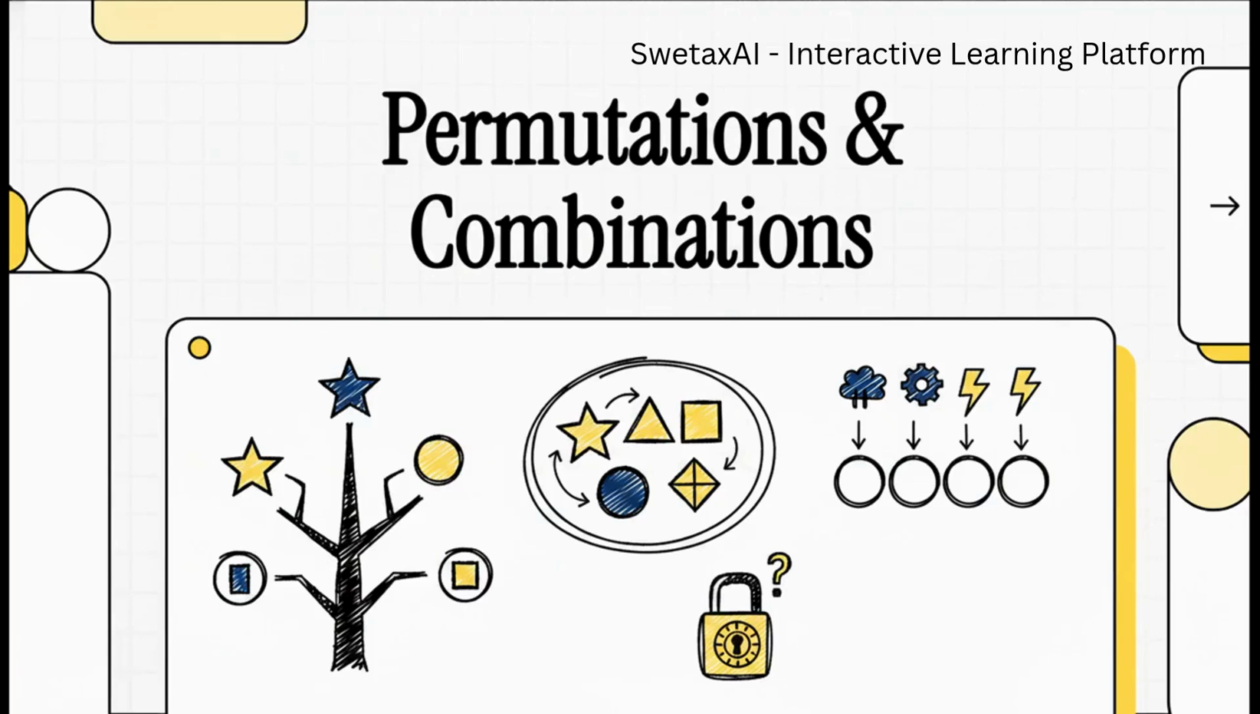Welcome back to another explainer. Today, we're jumping straight into a topic that is literally the backbone of probability, statistics, and even computer science. We're demystifying counting by mastering permutations and combinations.